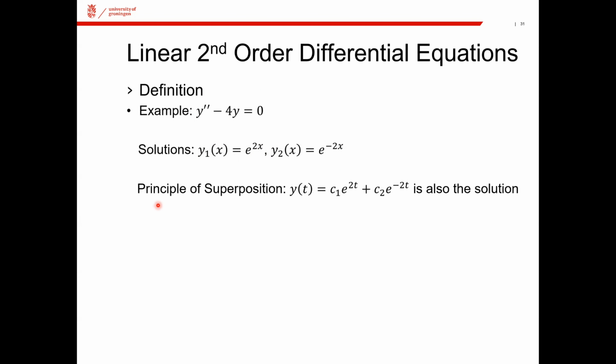And when we apply the principle of superposition, y(t) equals, well, it's y(x) here. Well, it's a typo. y(x) equals c1 times e to the power of 2x. So basically c1 times y1 plus c2 times y2 is also a solution. And it's easy to prove. You can just plug in y(x) and calculate it. The left side will be the same as the right side, and they are also 0 in this case.